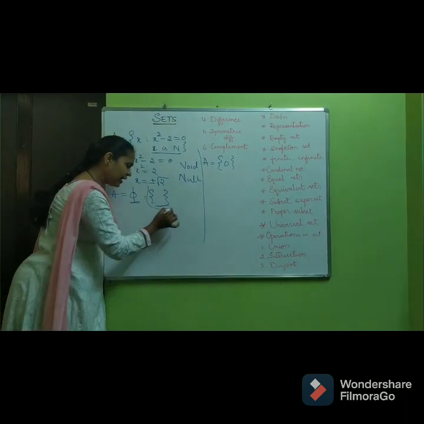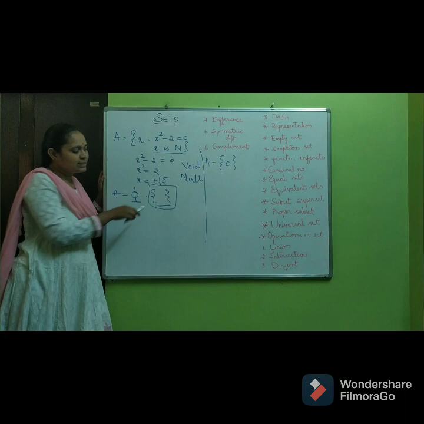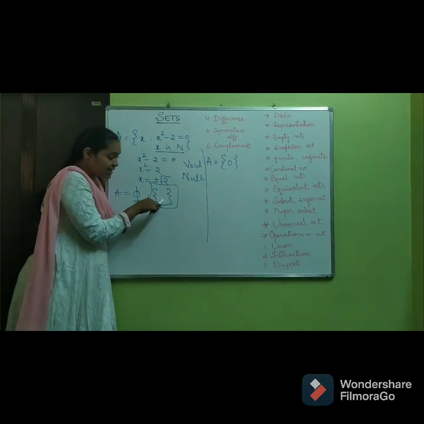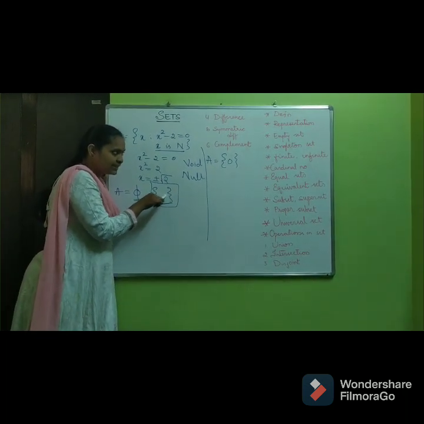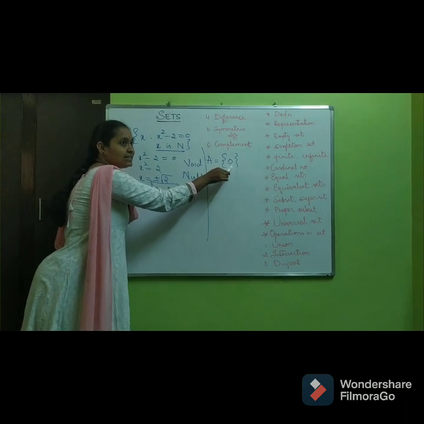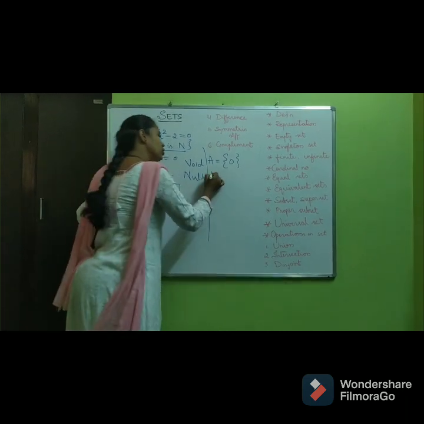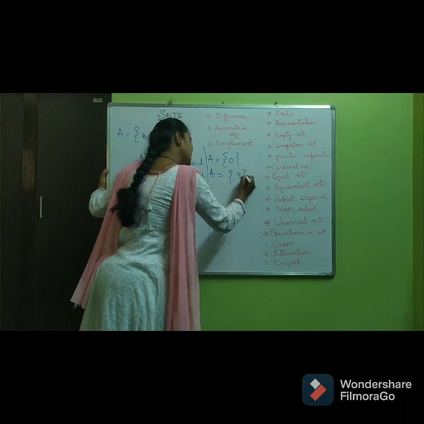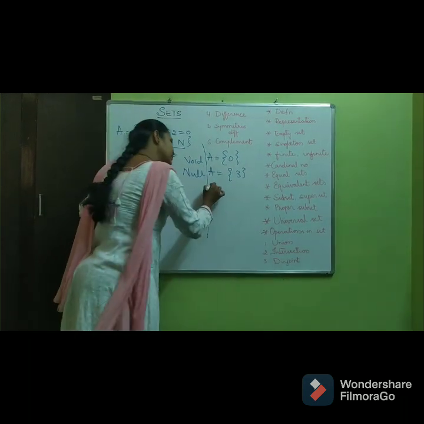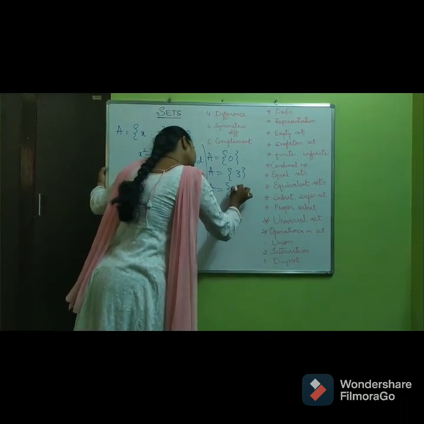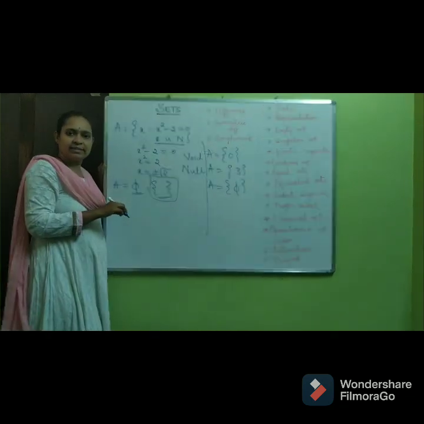That's why I have shown this symbol also. See here, I have not written any element. Like this means it is the empty set. This is not the empty set. This is a singleton set. Whereas this also, if I write like this, obviously it is a singleton set. If I write like this, it is also a singleton set.